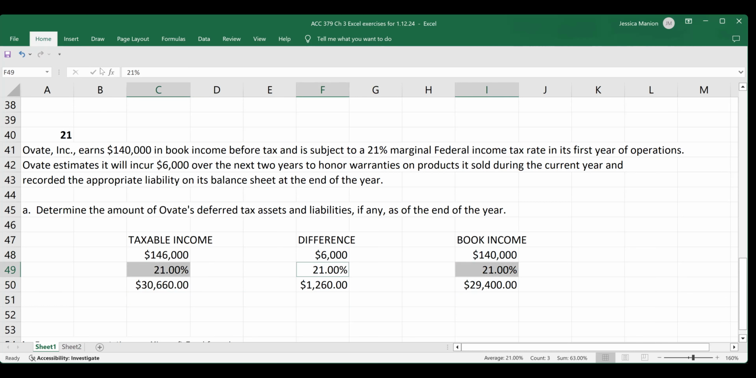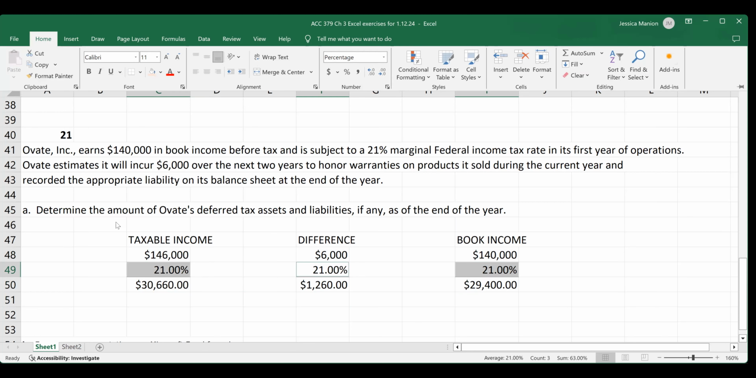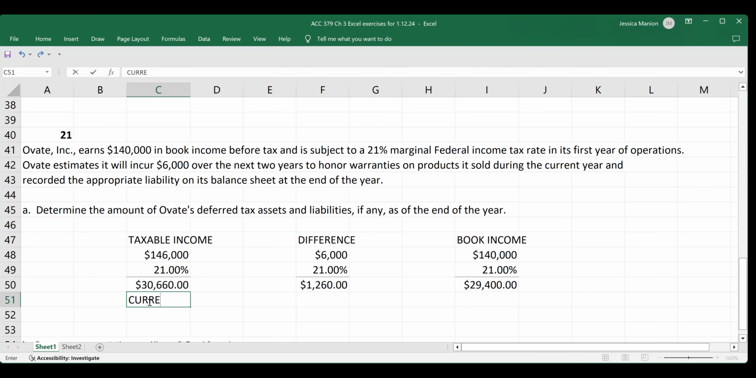Okay. So what is this one asking? Determine the amount of Ovate's deferred tax asset or liability, if any, at the end of the year. So here is our current tax. This is going to be a deferred tax asset. And then this is our total income tax. Right, so there are our amounts there.